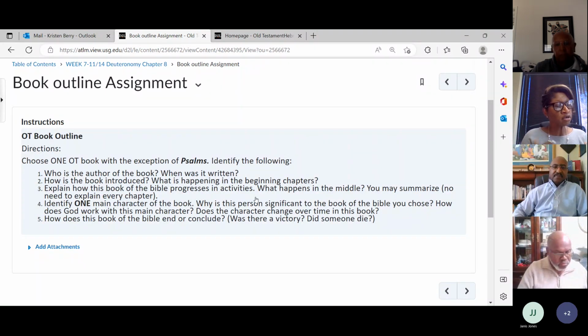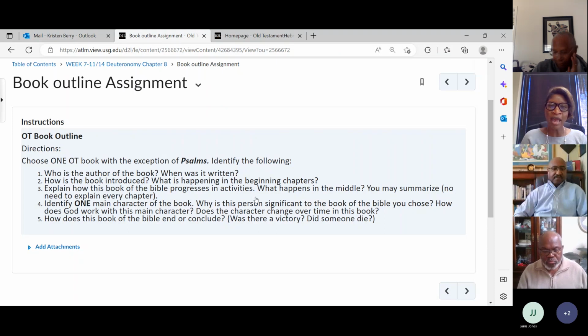Number two, I want you to take a look at that book. It's always good to have the paper Bible with you and see how the book is introduced. How did it start off? How did it progress? What's happening in the beginning chapters? Number three, you're going to explain how this book of the Bible progresses in activities. There's no need to explain every chapter. Like if you've got 30 chapters, I don't need you to say in chapter one, it did this, in chapter two, we'll be here forever. But you're just going to give a summary of how this particular book progresses, maybe with a group of people or maybe certain people emerge in your book.